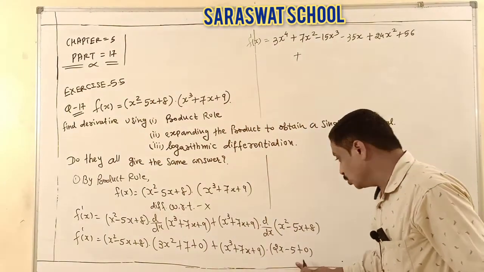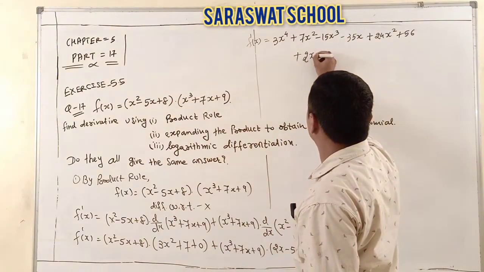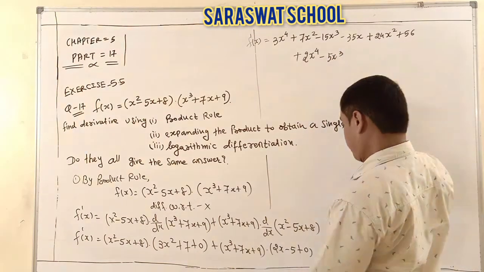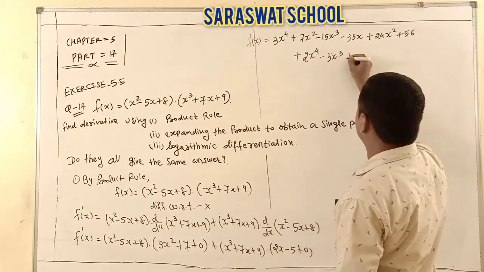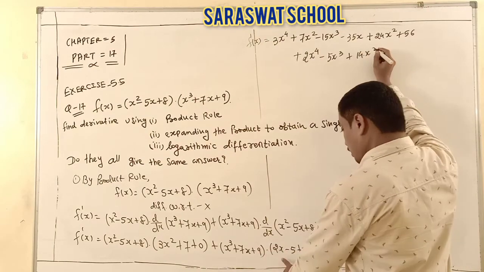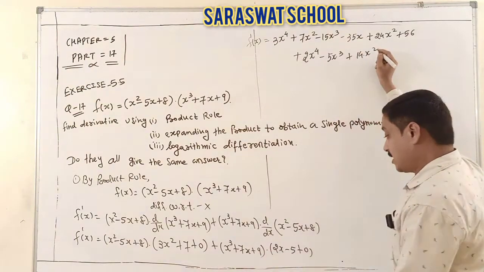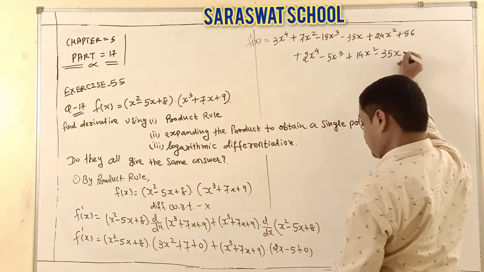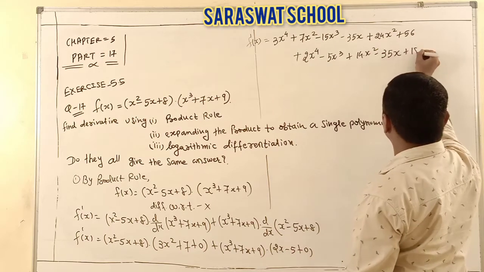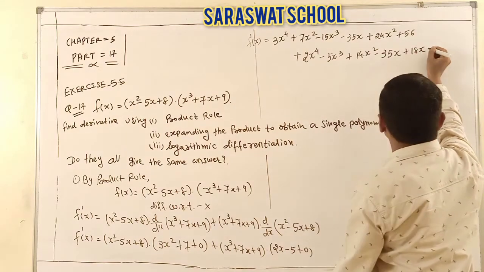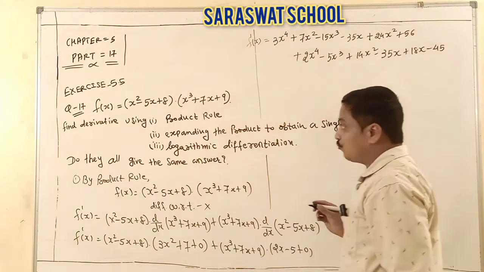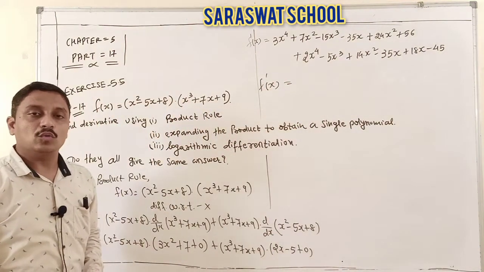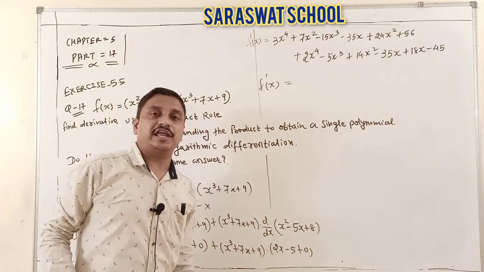x cube multiplied by both. So 2x raised to 4. Next minus 5x cube. Similarly, 7 times 2 is 14x square. 1x and 1x, it is x square. And next, 7 times 5 is 35x. And last, 9 times 2 is 18x. And minus 9 times 5 is 45. So students, here we get one of the expansions after derivative.